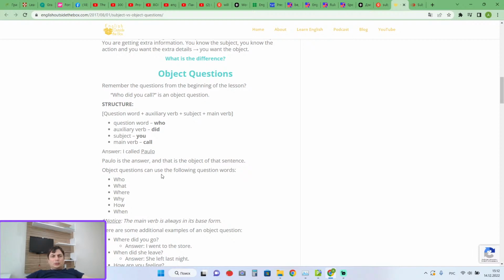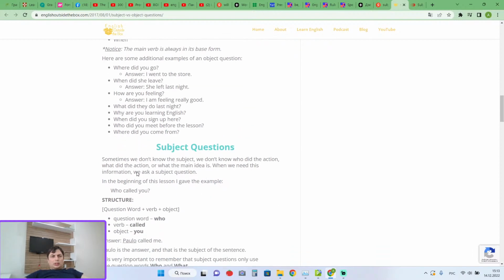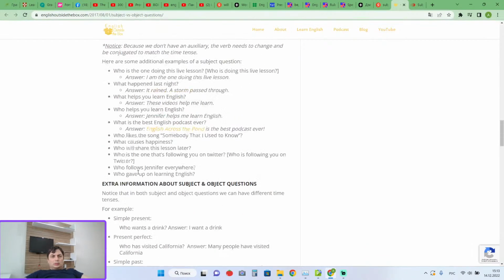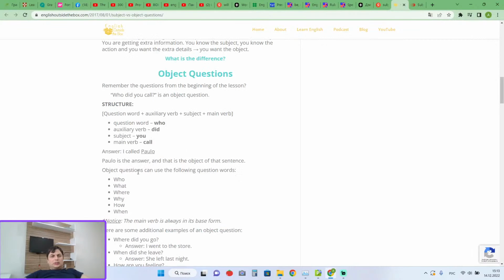Object questions can use the following question words: who, what, where, why, how, when. Okay, object questions can use the following question words. It's an object question. Okay, and what about subject? We can't use. Okay, let's read it. Who, what, where, why, how, when.